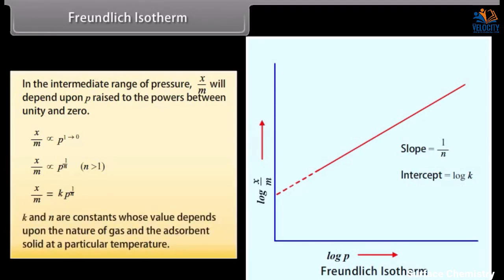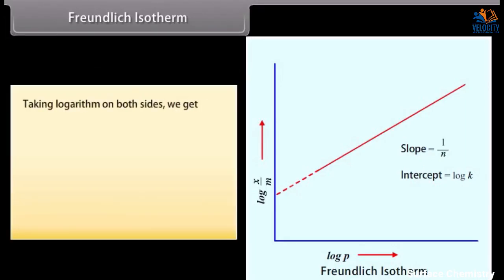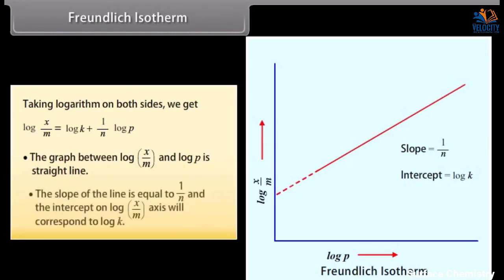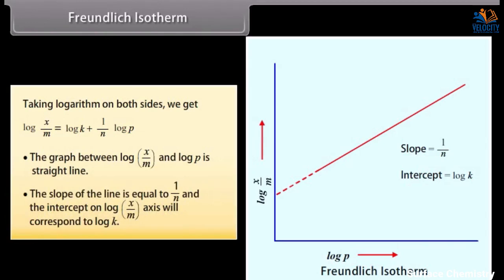k and n are constants, whose values depend upon the nature of the gas and the adsorbent solid at a particular temperature. Taking logarithm on both sides, we get log(x/m) = log k + (1/n) log p. The graph between log(x/m) and log p is a straight line. The slope of the line is equal to 1/n, and the intercept on the log(x/m) axis will correspond to log k.